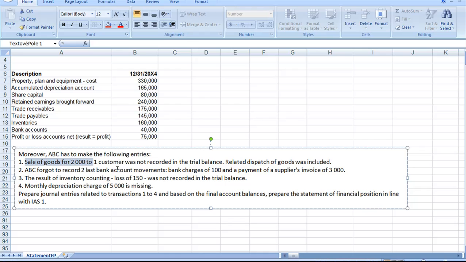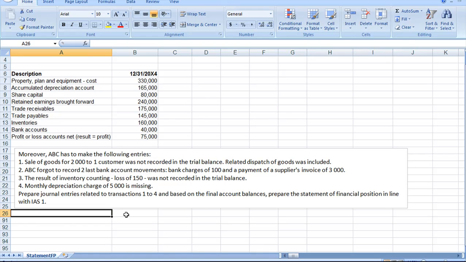The second one, ABC forgot to record two last bank account movements, bank charges of 100 and a payment of a supplier's invoice of 3000. The third one, the result of inventory counting, loss of 150, was not recorded in the trial balance. And the fourth one, monthly depreciation charge of 5,000 is missing. Prepare journal entries related to transactions 1 to 4, and based on the final account balances, prepare the statement of financial position in line with IAS 1.